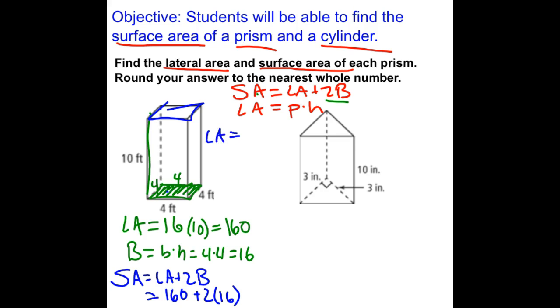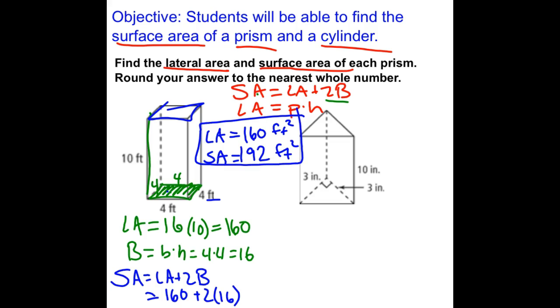They want both the lateral area and the surface area for this problem. I already got the lateral area as 160. If I multiply out the 2 times 16 and add the 160, I should get the entire surface area to be 192. Now we do want labels with these. The labels in the problem are feet, and we're talking area, so we want to square those feet, and we get our final answer.